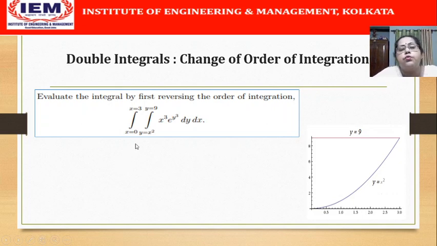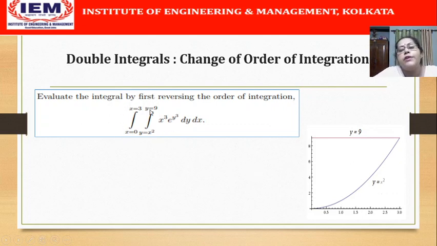See that y varies from x squared to 9. So y equal to x squared is the part of the parabola, and y equal to 9 is here, of course a line parallel to your x-axis. And then x varies from 0, that means the y-axis, to x equal to 3. So this is the region which has been mentioned over here by these limits.